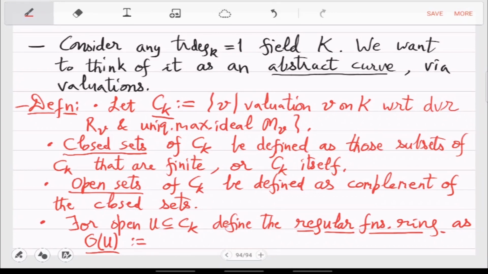So this O applied on an open patch should be what? Remember U has valuations. So you have to define a function which is evaluated on a valuation, right? So this becomes crazily abstract. It's not an actual point. So this should actually be the intersection of the rings, the DVRs.